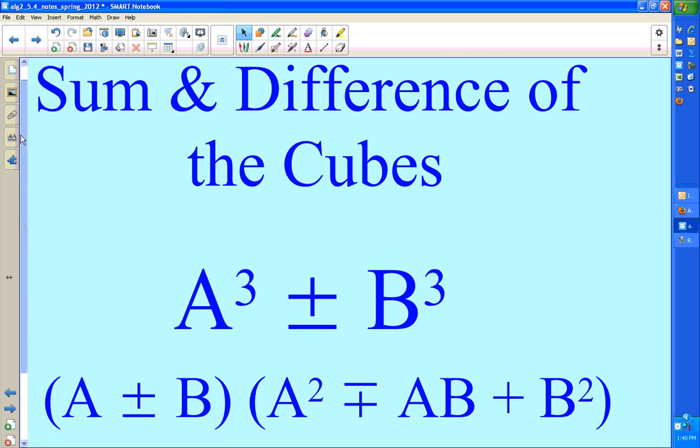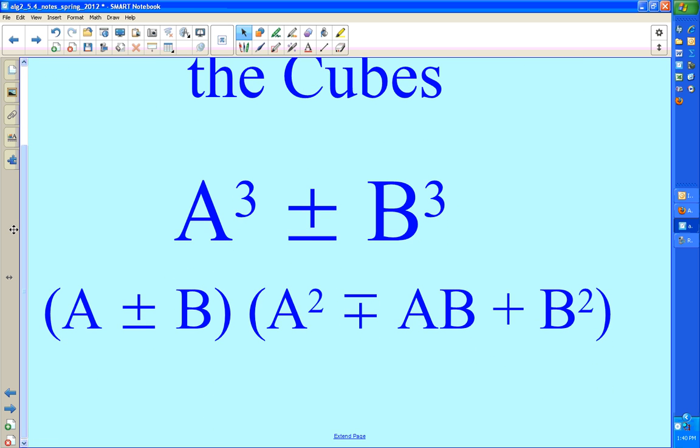Well, let me give it to you. Here's a different way to notate them both at the same time. All the signs on the top go together. So if you want to write both rules in one shot, you have a cubed plus or minus b cubed. If it's plus, it's going to go plus, minus, plus. And if it's minus, it's going to go, bottom signs, minus, plus, plus. They're just both of them put together.